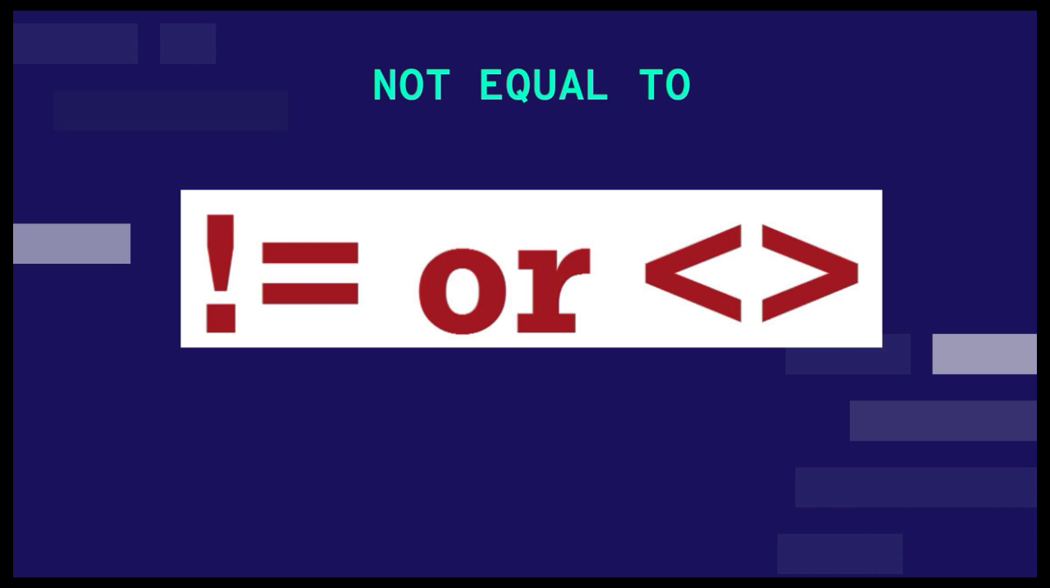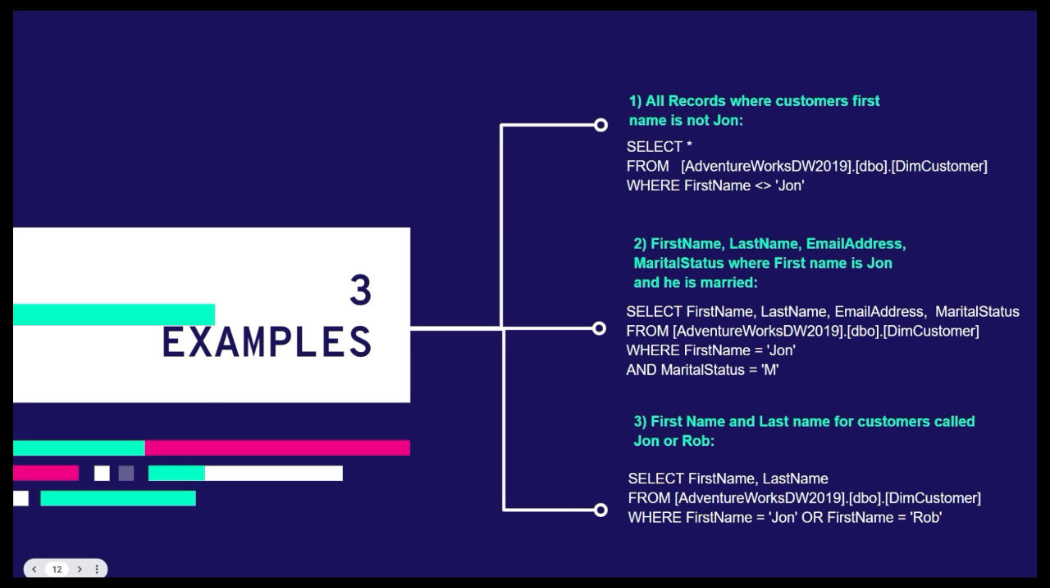Let's take a look at some examples. This first query will show all customers whose name is not John. The star shows all the columns from the table. You'll also notice that since the first name column is not a value field, i.e. a string, we have to put John in single quotation marks. Let's take a look at this in the database.